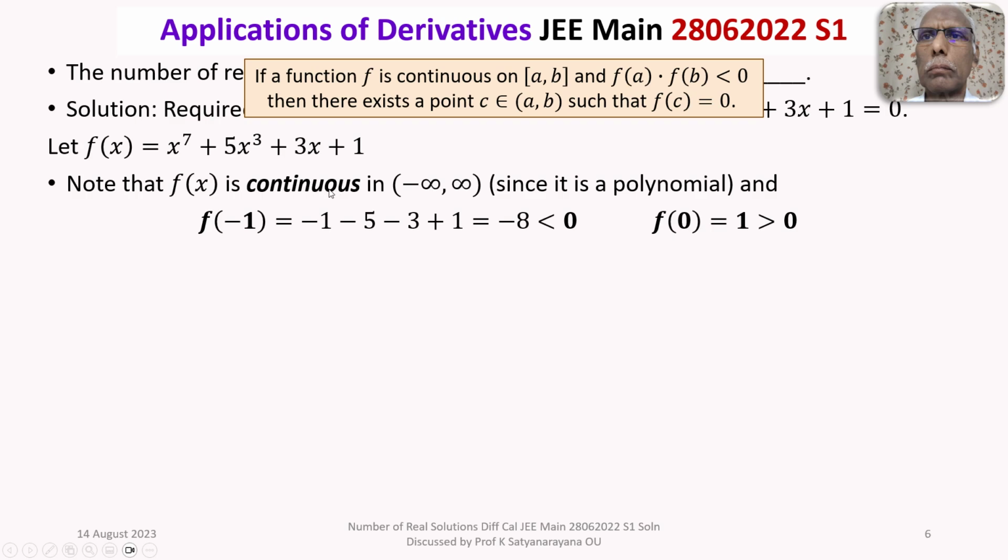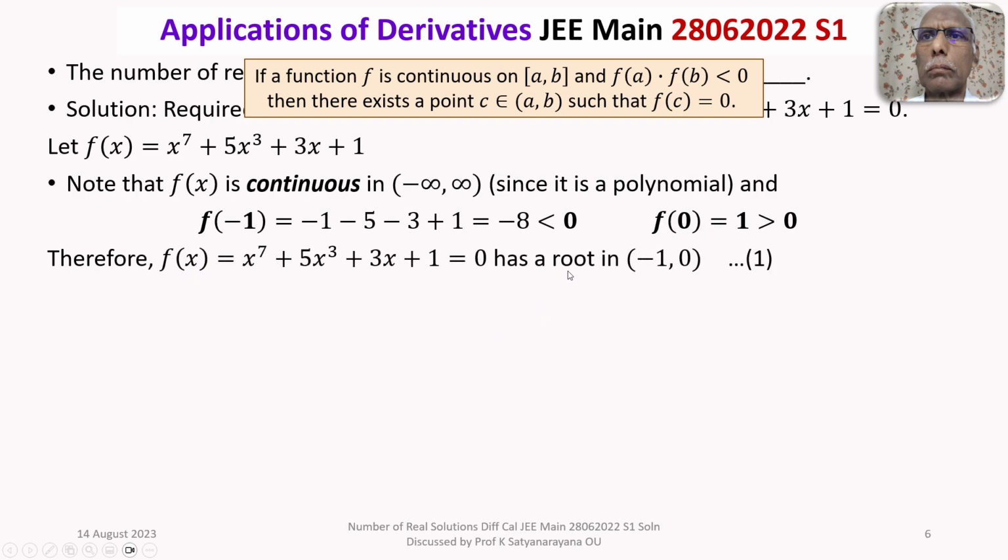f of x is continuous, f of minus 1 is negative, f of 0 is positive, therefore their product is negative. Therefore applying this, f of x is equal to 0 has a real solution in the open interval minus 1 to 0. So this guarantees that there will be at least one real solution in this interval. Agreed.